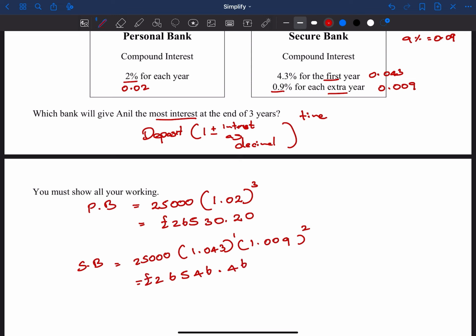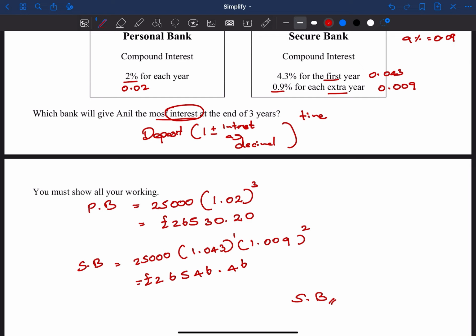Now, if you look at it, the SB bank is bigger, isn't it? 26,546. Remember, they want the most interest. This is not the interest, actually. This is the total money. But we don't really have to calculate the interest. All you have to do to calculate the interest is take away the 25,000 deposit, but we don't need it because both of them have the same deposit, so it doesn't matter. So which bank has the most interest? Obviously it's SB Bank, because all you have to do is show that this number is bigger than that.